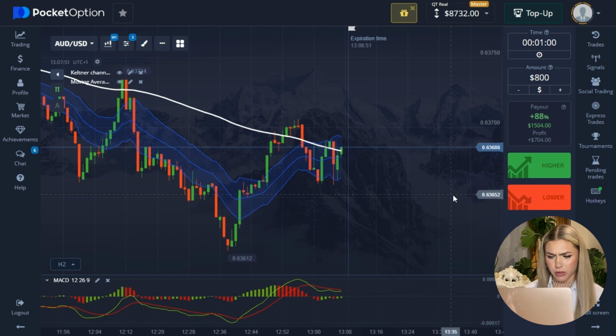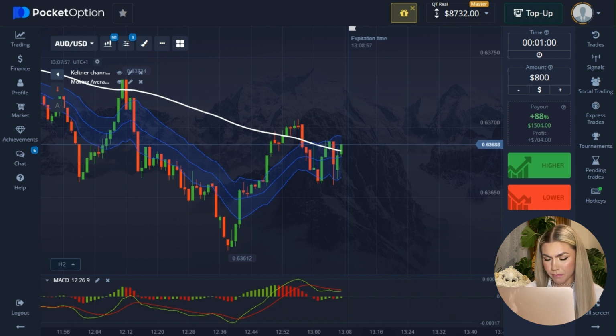And friends, we will return to this topic a little later, but for now I suggest looking for an opportunity to open a deal in other currency pairs.